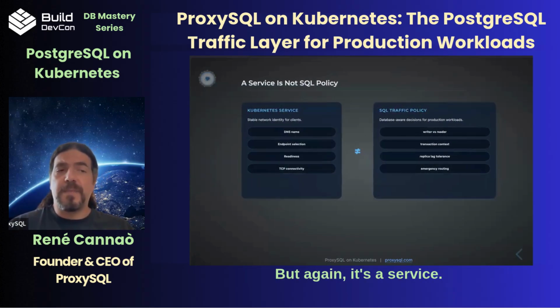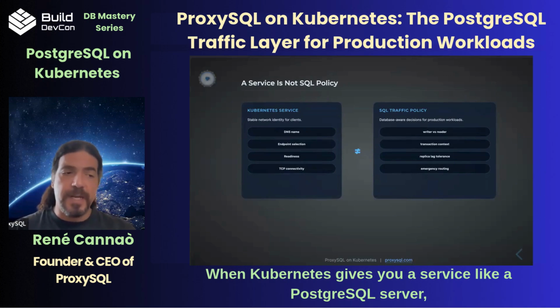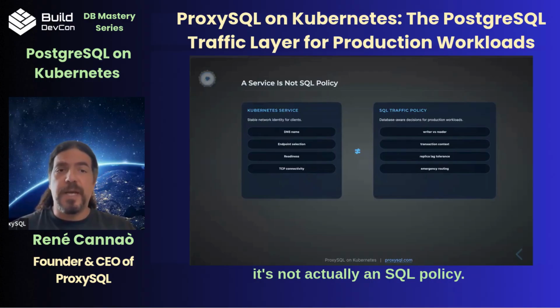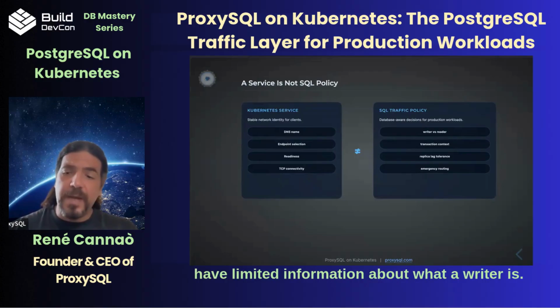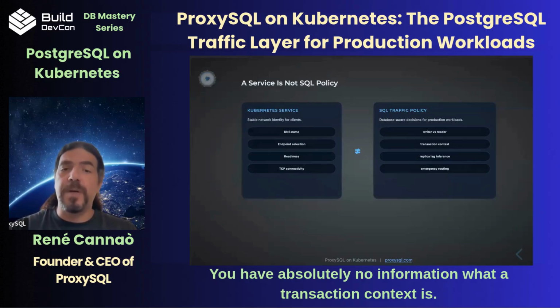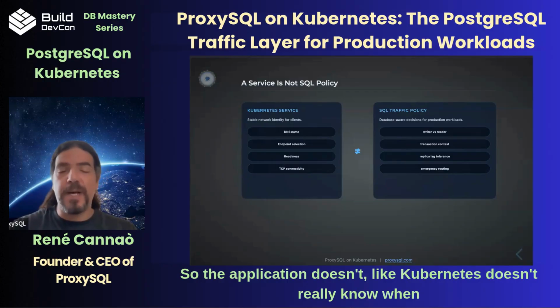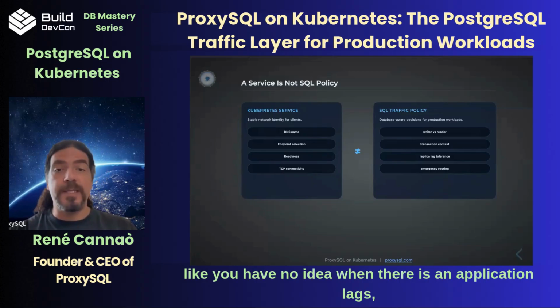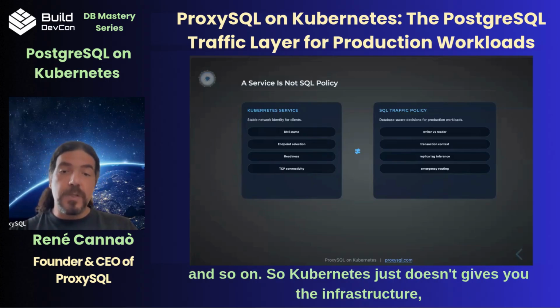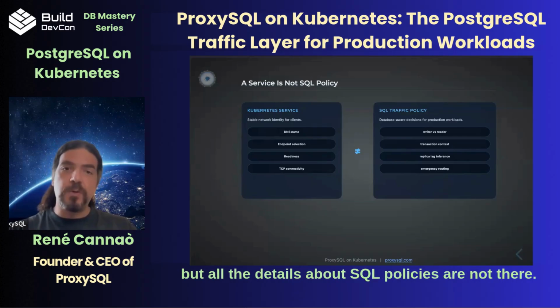But again, when Kubernetes gives you a service like a Postgres server, it is not SQL aware. So basically, you have limited information about what a writer is. You have absolutely no information about what a transaction context is. Kubernetes doesn't really know when a transaction starts and when a transaction ends. Similarly, you have no idea when there is replication lag and so on. So Kubernetes just gives you the infrastructure, but all the details about SQL policies are not there.